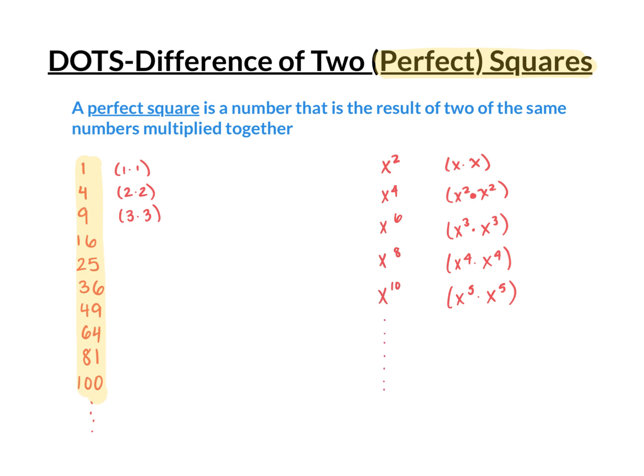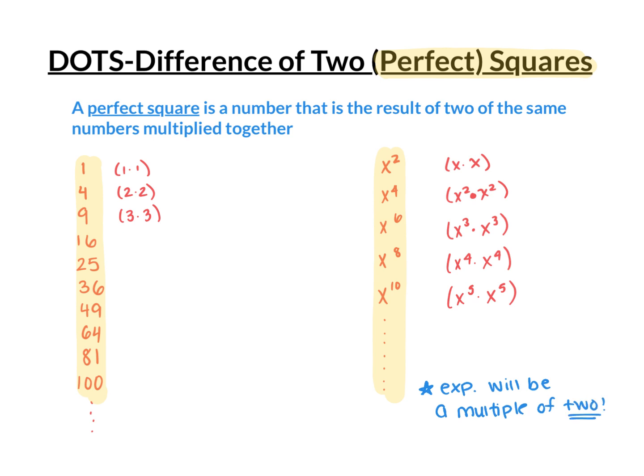So this would be the list of perfect square variables: x squared, x to the fourth, x to the sixth, x to the eighth, x to the 10th. So we should notice a pattern about all perfect squares that are letters. These exponents, 2, 4, 6, 8, 10, are all multiples of 2. So if you want to write that down, exponents will be a multiple of 2.